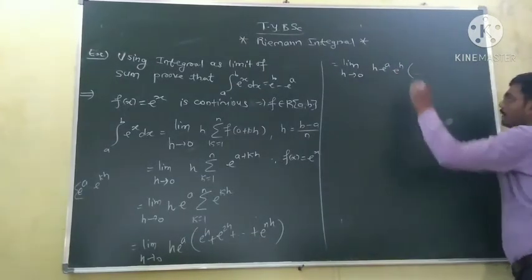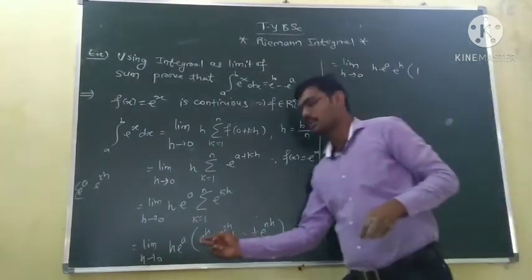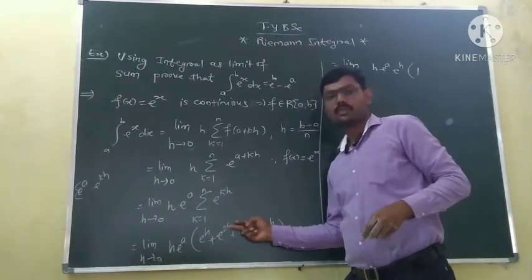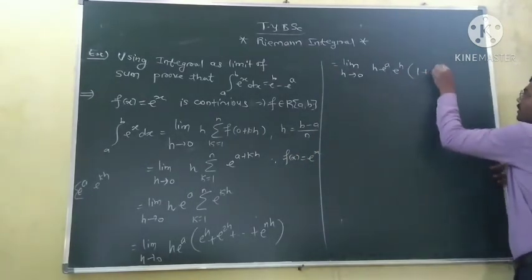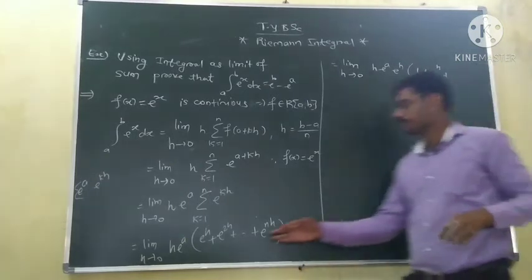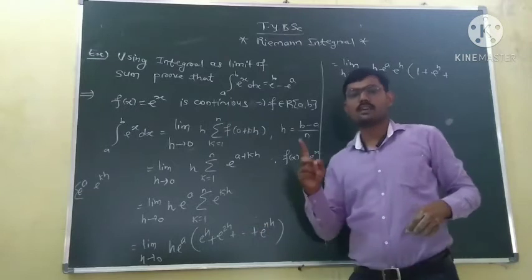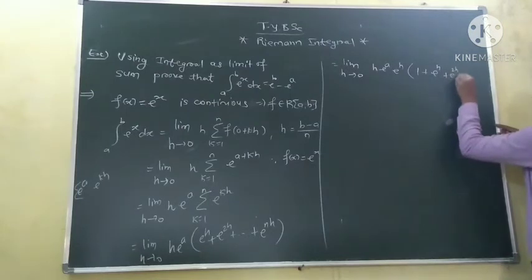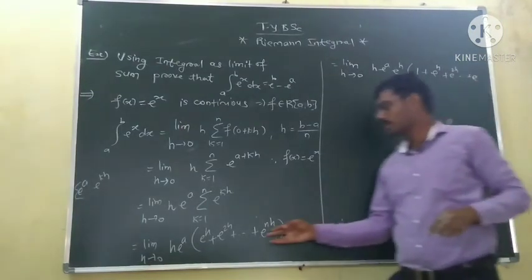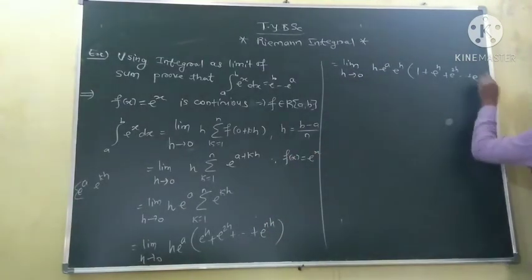So inside the bracket it remains: e raised to power h is common, so here it gives 1 because e raised to power h is taken outside. Here it is e raised to power twice h, and one e raised to power h is taken outside, so only 1 e raised to power h remains. Then e raised to power twice h, but one e raised to power h is taken outside, so it will be e raised to power twice h, and so on. At last, here it was nh, but e raised to power h is taken common, so at last it will be e raised to power (n minus 1)h.